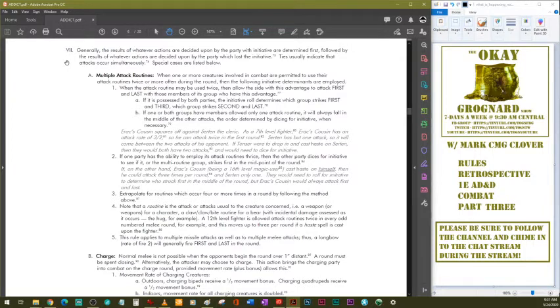This week we got through page 6 of 20. We were looking at step 7, and it's a long one, so we thought we'd leave off until this week. Step 7 begins: generally, the results of whatever actions are decided upon by the party with initiative are determined first, followed by the results of whatever actions are decided upon by the party which lost the initiative. Ties usually indicate that attacks occur simultaneously. Special cases are listed below.